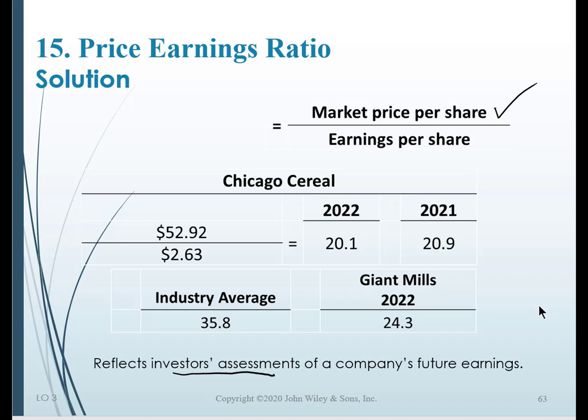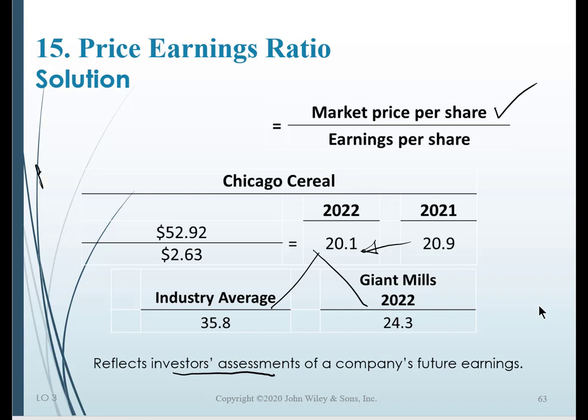So in this case, 20.1, we know that what? It went down. I don't know why it went down. Maybe it went down because earnings per share decreased. All right, maybe it went down just because the price went down. Who knows, right? But compared to the industry and the competitor, we also see it's a little bit lower number. So what does that mean? The higher the number, the greater investors' assessments.